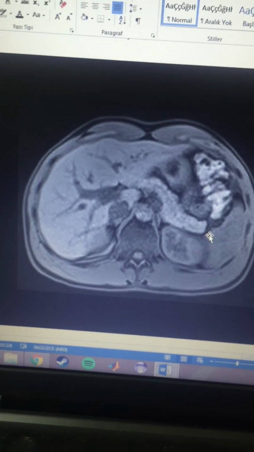Here's an example of liver imaging in a 5 second breath hold. In this picture we see the liver.